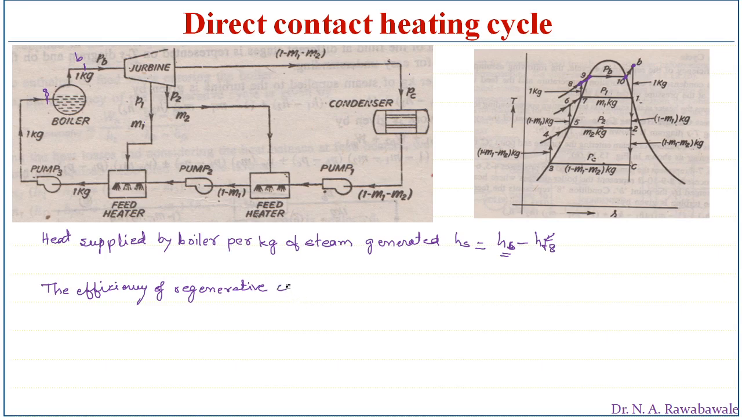A regenerative cycle efficiency is equal to net work done divided by heat supplied, that is, turbine work minus pump work divided by H_B minus H_F8. So this is about the efficiency. If we multiply it by 100, we'll get it in percentage.